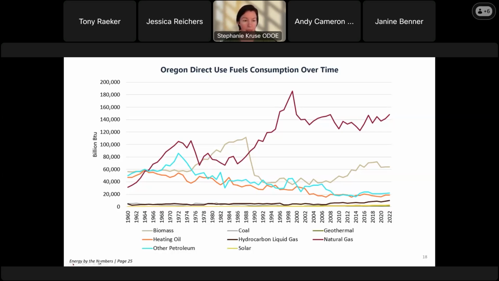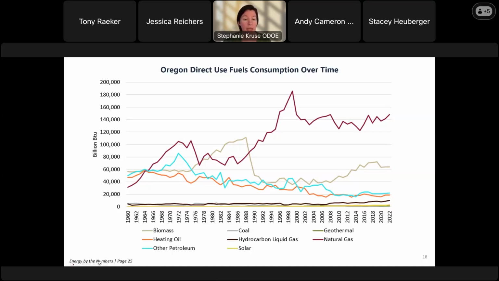As you can see in this annual consumption chart, Oregon's direct fuel use has changed significantly over time. Heating oil, shown in orange in about the middle of the chart, and other petroleum fuels like kerosene were once prevalent in Oregon homes, businesses, and industry, but use of those has steadily declined since 1972. These were replaced by less expensive and cleaner burning natural gas, shown in maroon, which ends up at the highest amount of use in 2022.